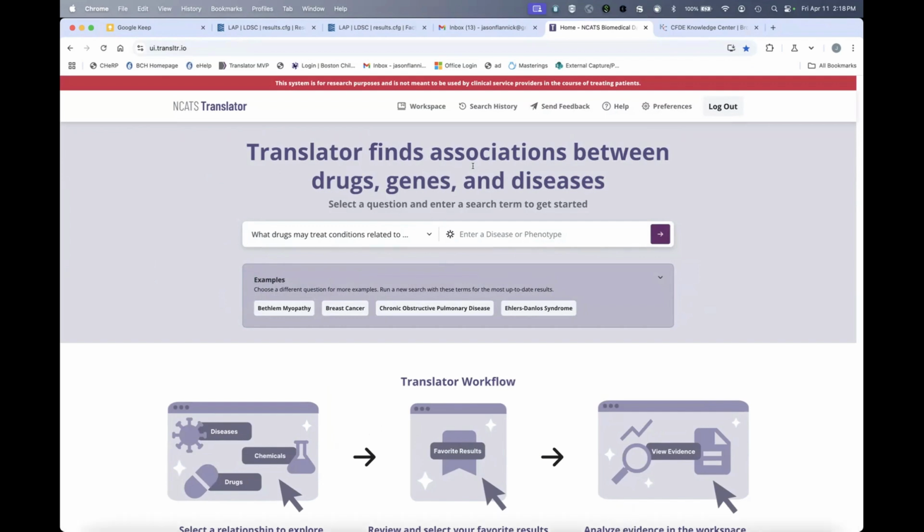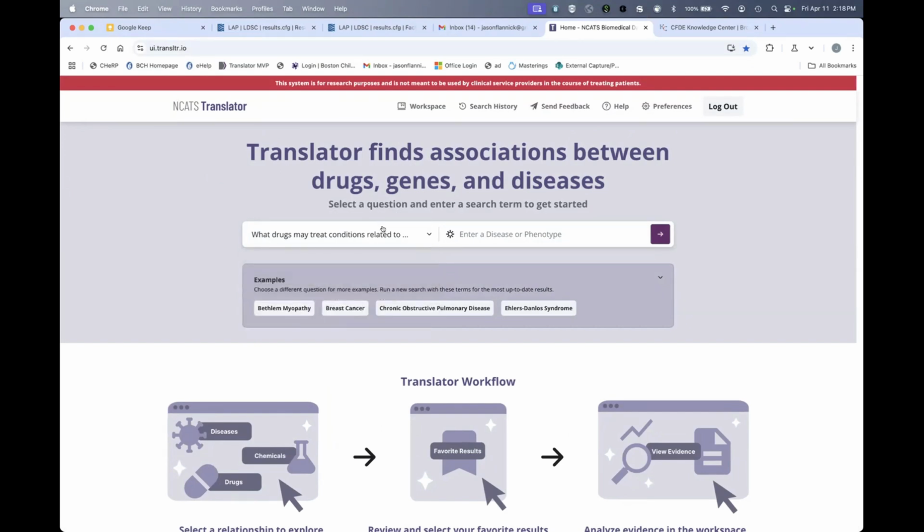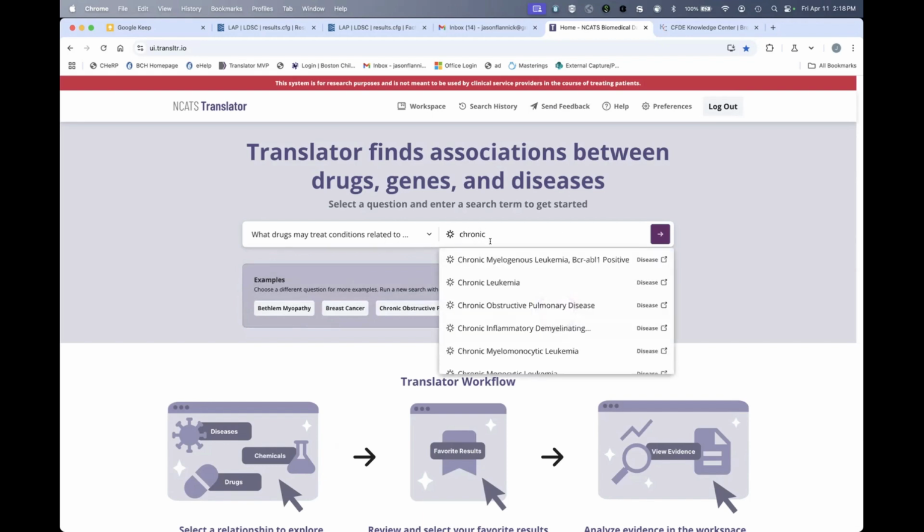But that's quite computationally difficult. So right now you're restricted to only one of 4 different queries, okay? And what this one is, what drugs may... I guess there's 5. What drugs may treat conditions related to is what we call the treats query, which is one of the more important ones, as you can imagine.